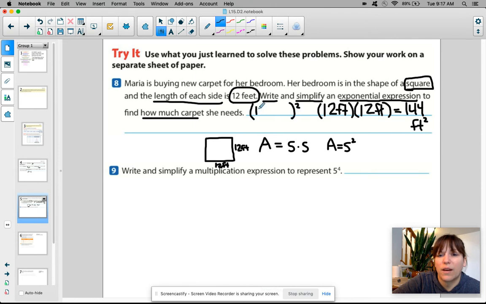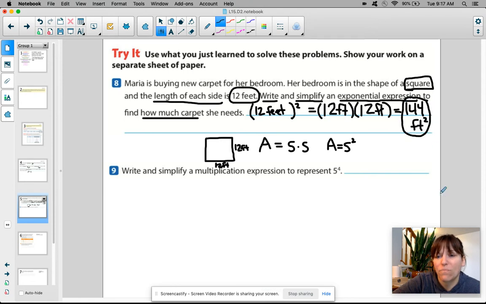So to put that unit in is worth going back and actually typing that in, or in my case, writing that in. So we're taking that 12 feet and we're squaring it, which means 12 feet times 12 feet, which equals our answer of 144 feet squared.